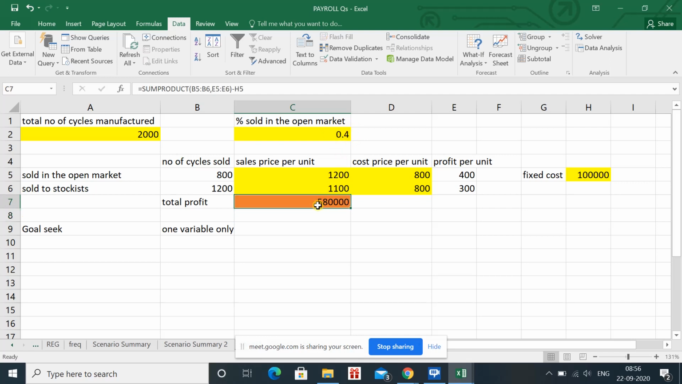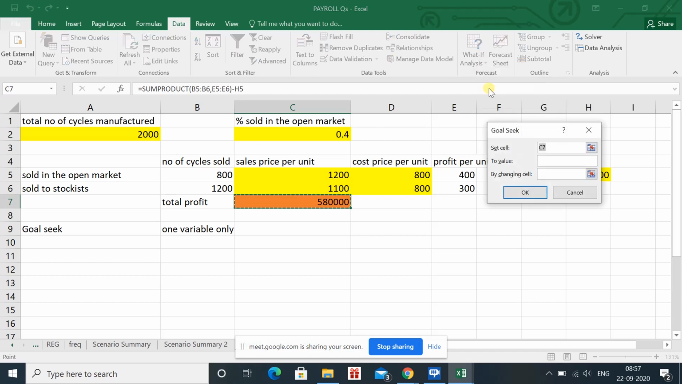So for that, first of all, you have to keep your cursor in the profit cell where you have calculated the profit. Then you will go to the Data tab, where you will see What-If Analysis. Then you will go to Goal Seek. Why we are moving to Goal Seek? That we will discuss first.